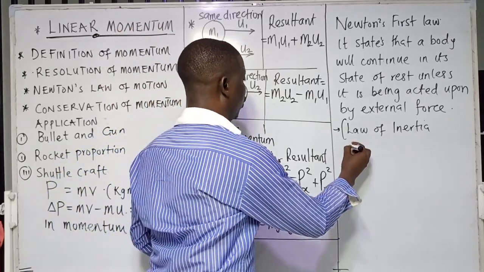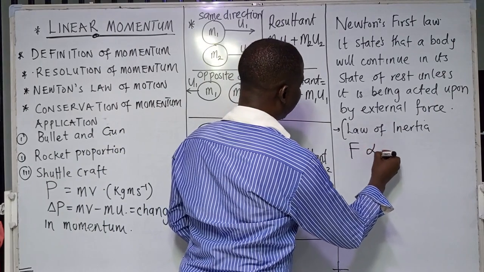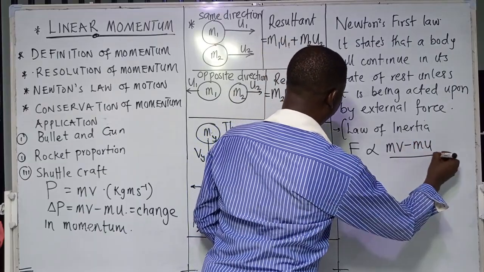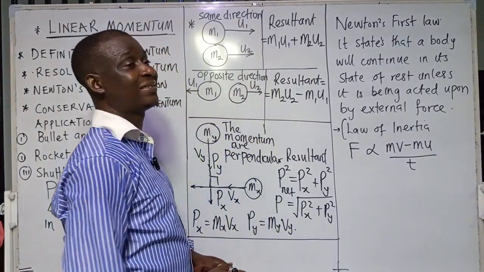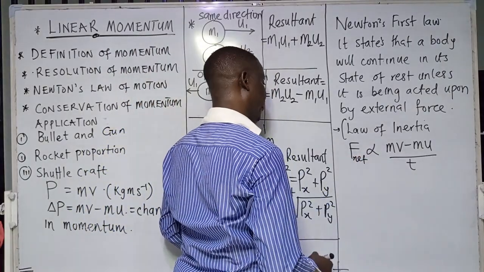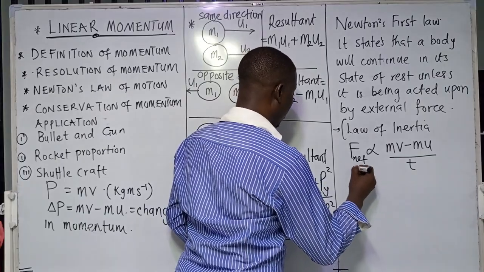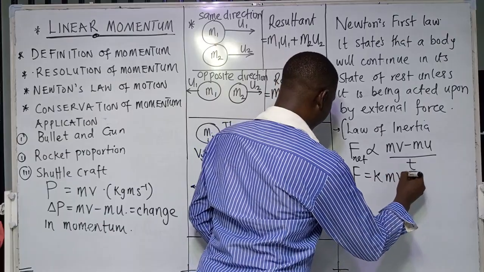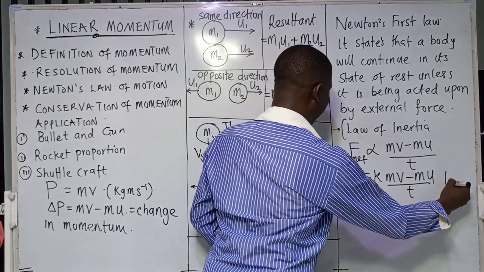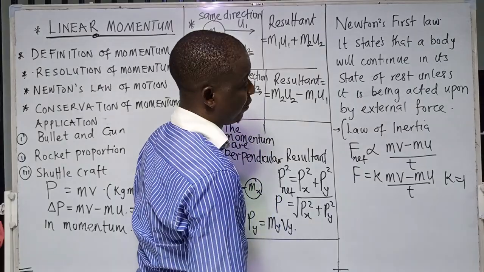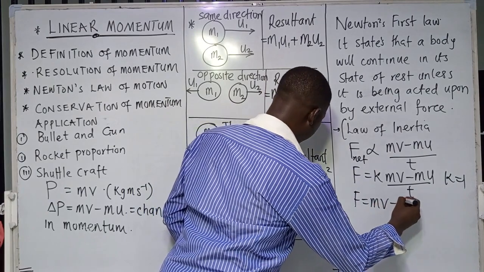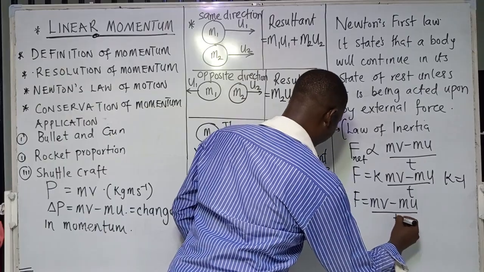Newton's second law says that the force applied is directly proportional to the rate of change of linear momentum and tends to act in the direction of the force. So in this case, the net force is F. Now, if you remove the proportionality, then we would have F equal to K times (mv minus mu) over T. But because our mass is already constant, K will be equal to 1. So K will not be valid. The constant of proportionality will be taken as 1, which gives F equal to (mv minus mu) over T.